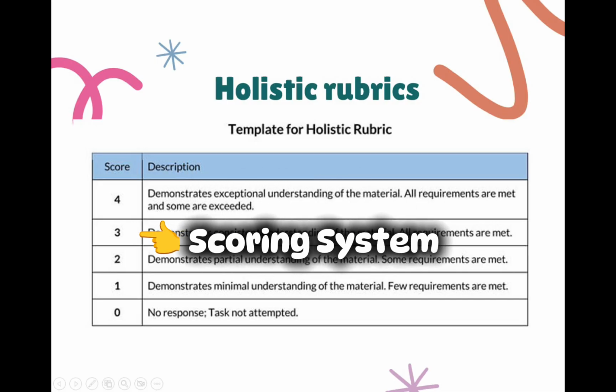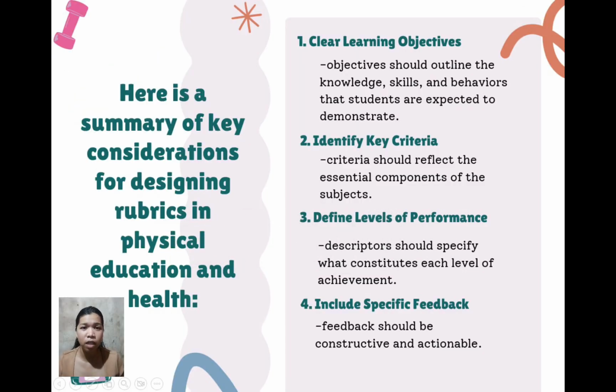Scoring system. Here is a summary of key considerations for designing rubrics in physical education and health. First, clear learning objectives. Objectives should outline the knowledge, skills, and behavior that students are expected to demonstrate. Dapat alam natin kung ano yung dapat ma-achieve sa ating rubric.